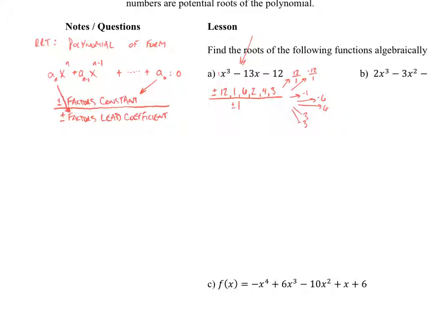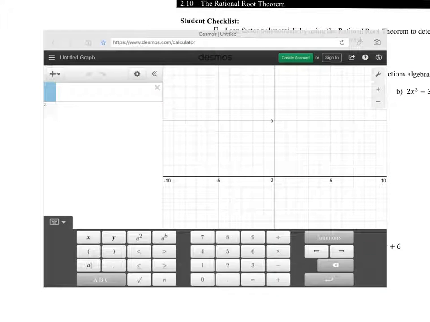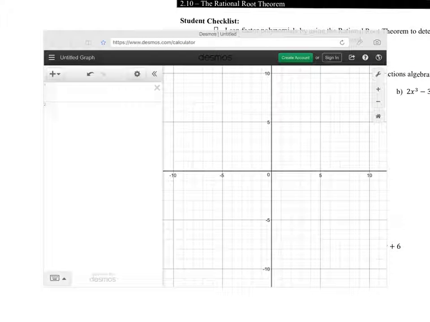We got a lot of different options here, a lot of possibilities. But what we've done is narrowed the search to these possibilities, and one of them could be one of our roots. So we're going to test these. Now, if you test them all by hand, it's going to take a really, really long time. So don't test them all by hand. Use Desmos.